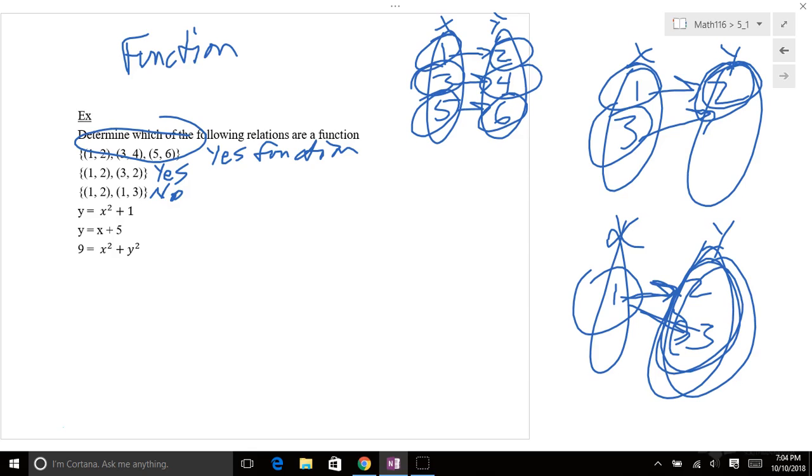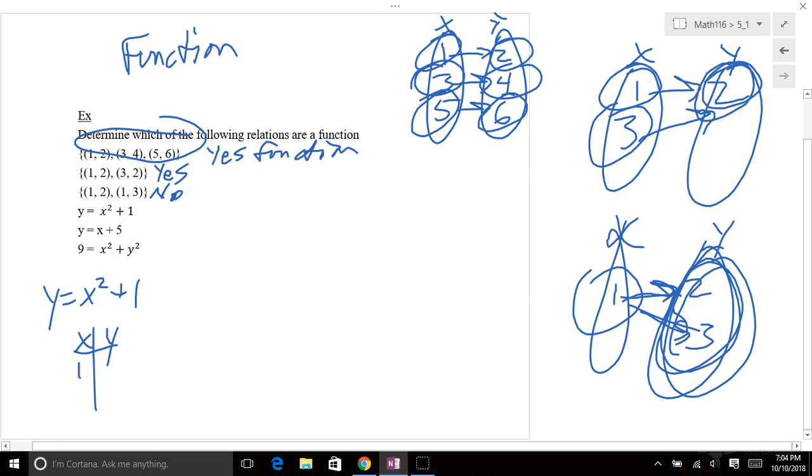You can have them in equation form. So you've got y equals x squared plus 1. If you think about that, it doesn't matter what you put in here. If you put 1 in, it's going to spit out an answer: 1 squared is 1 plus 1 is 2. If you put 2 in, 2 squared is 4 plus 1 is 5. Anytime you put a number in, for every input there's only going to be one output. So this one's going to be fine. Yes, that'll be a function for you.